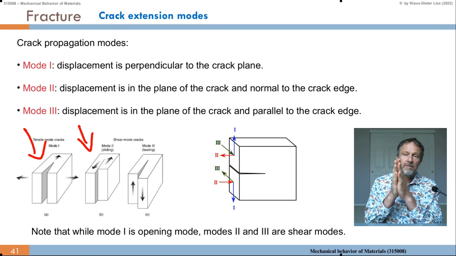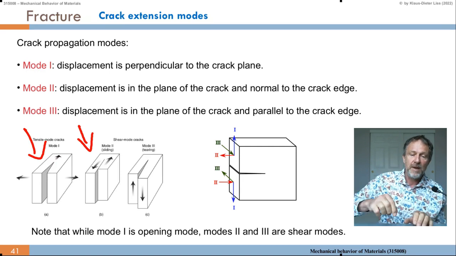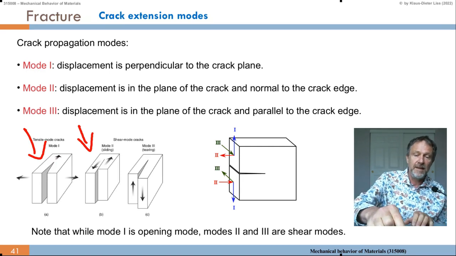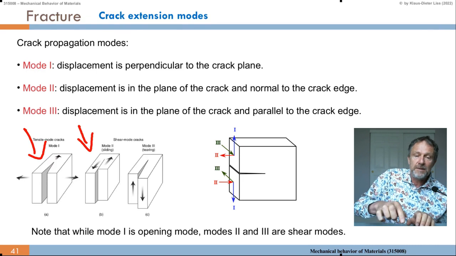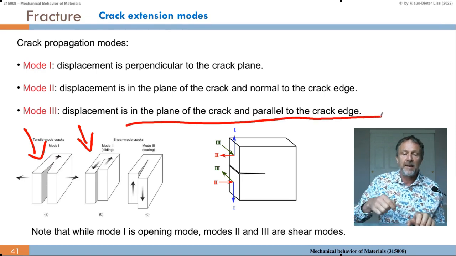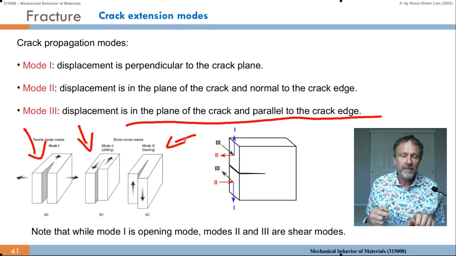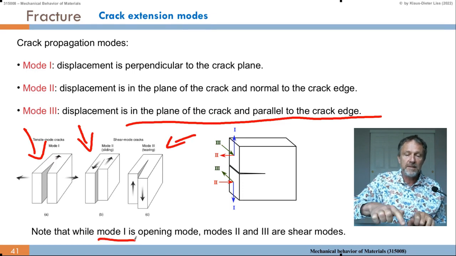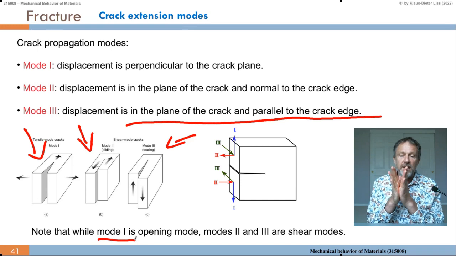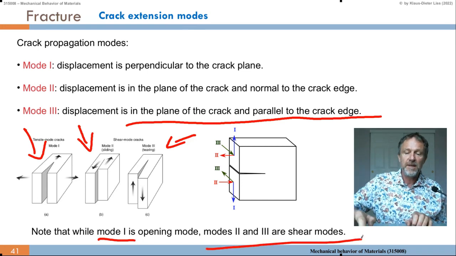And then we have this mode where we have shear direction along the Z. So the displacement is in the plane of the crack and parallel to the crack edge. That we call mode 3. So note that mode 1 is the opening mode, so this is crack opening, and modes 2 and 3 are pure shear modes.